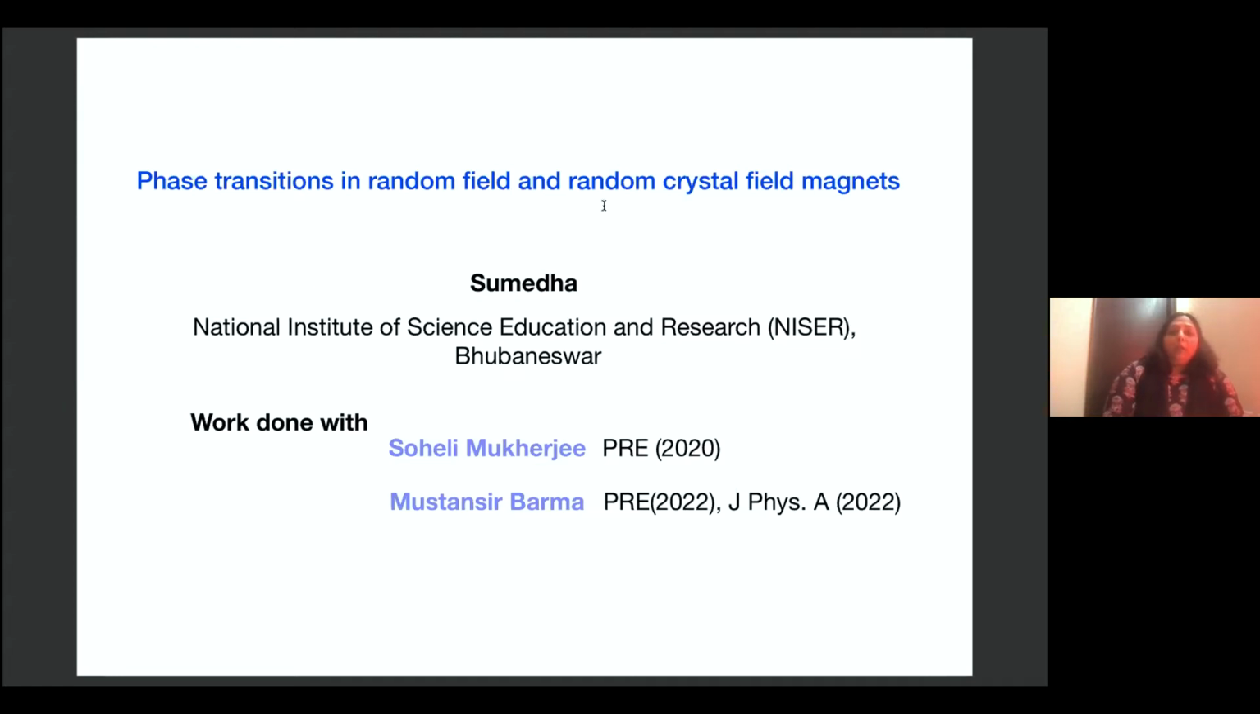And I'll be talking of systems with random fields and random crystals, which have been studied for a long time. And I'll be talking of two different kinds of spin systems: discrete spins, where the work has been done in collaboration with my graduate student Soheli Mukherjee, who was chairing the morning session and who is also in the audience. And then I'll be talking about continuous spin systems, where the work was done in collaboration with Mustansir.